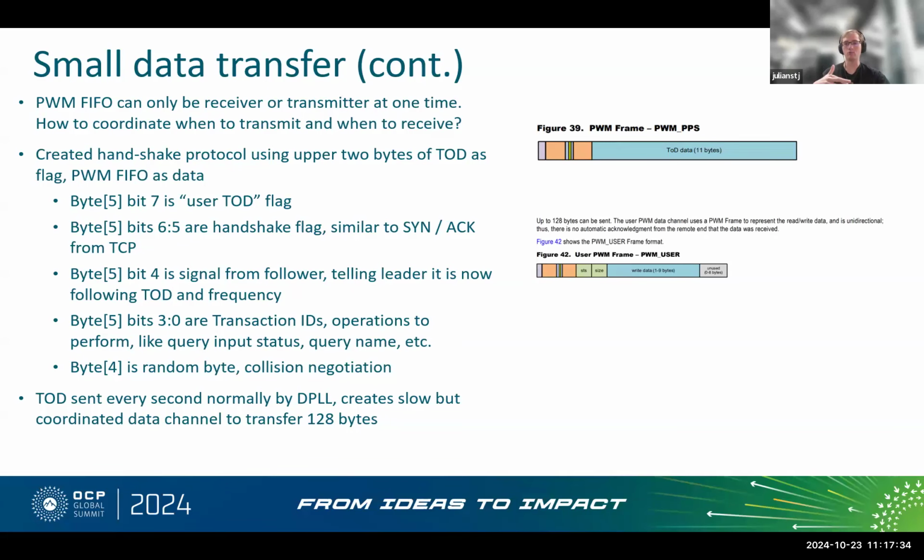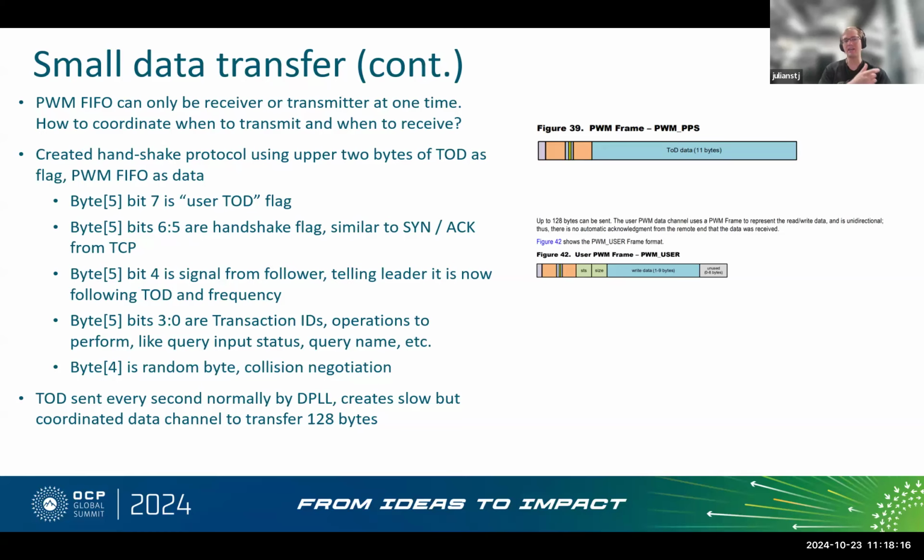You have to physically tell your own side, okay, I want you to set up your FIFO as a receiver or as a transmitter. So you have to negotiate with the other side who's transmitting or receiving at any given time. This is where I abuse the upper 2 bytes of the time of day, which is updated regularly all the time. So I made a handshaking protocol over the 2 upper bytes of time of day. Again, this is not for high bandwidth data, but it will work given enough time. I have the upper bit, which is in the 4 million year significant range in terms of seconds, as basically a flag: am I abusing the time of day for data handshaking or not?